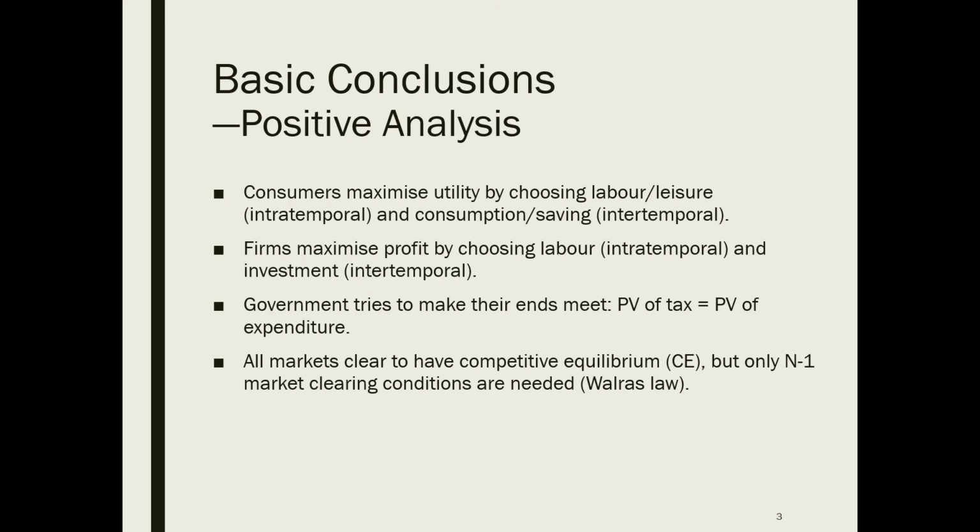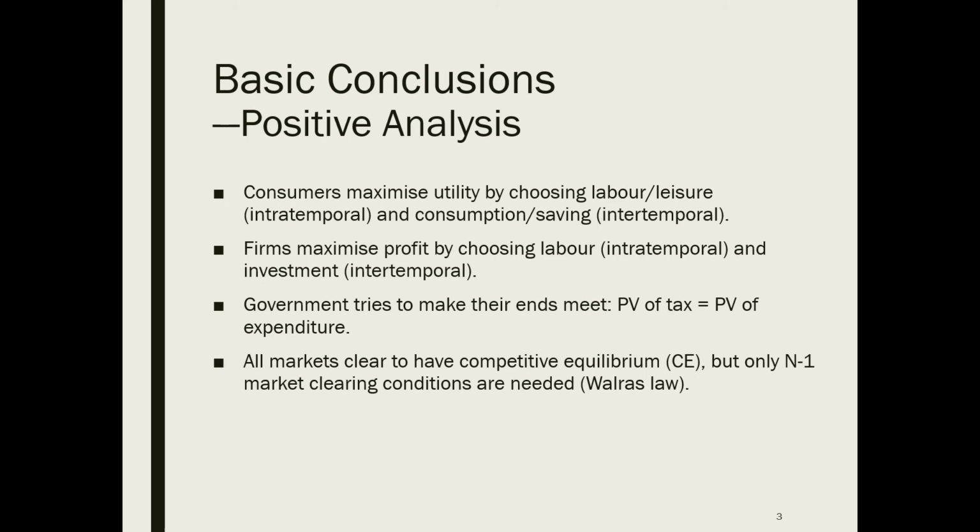To model the economy, we have three agents. The consumer maximizes her utility under some resource constraints. The firm maximizes its profit under some technology constraints. And the government simply tries to make ends meet in present value terms. These conclusions describe the individual optimality features of an equilibrium.